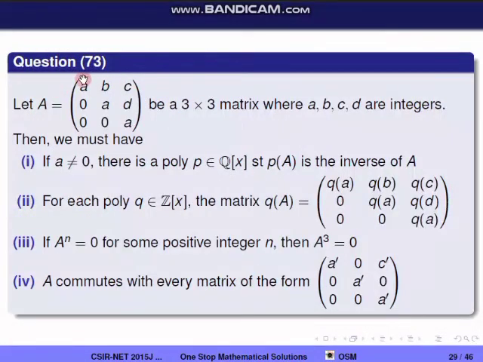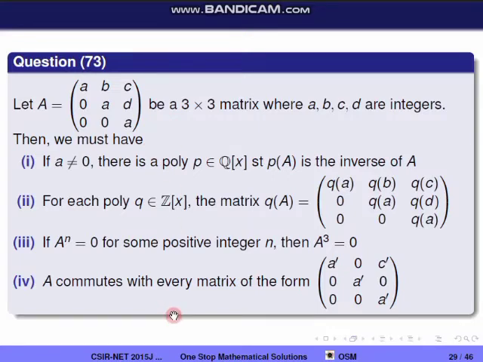Next question, question 73. Let A be the 3 by 3 matrix with first row a, b, c, second row 0, a, d, and third row 0, 0, a, where a, b, c, d are integers, then we must have. So we have defined a matrix A here. We have to find which of the options is true.